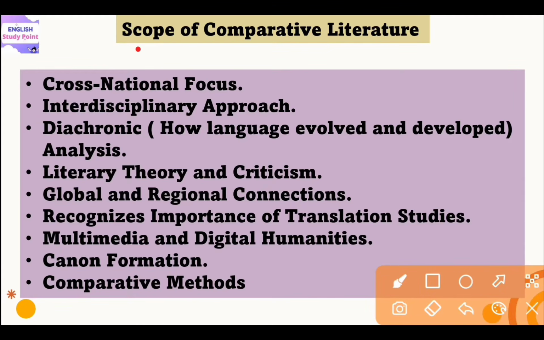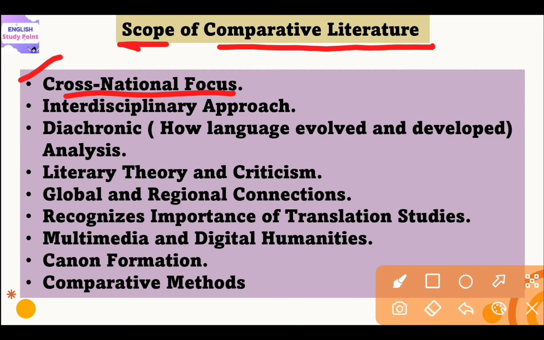Here we study different scopes of comparative literature. First one is cross national focus. So it examines literature across different countries. It encourages understanding of cultural diversity through literary works. It invites comparison of themes, genres, structures across national literatures.